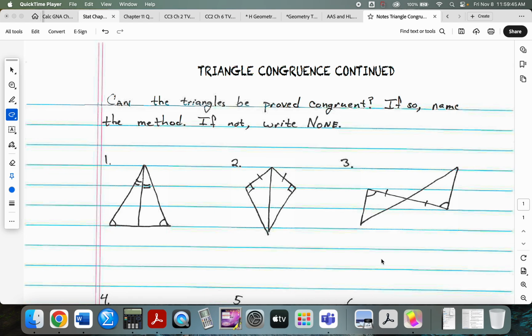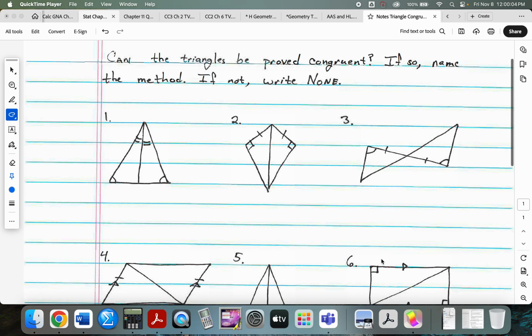So in these examples, it asks you a simple question. Can the triangles be congruent? If so, name the method. If not, write none. You'll have some like this on your quiz next week and on your test next week. Quiz is on Tuesday, test is on Thursday.